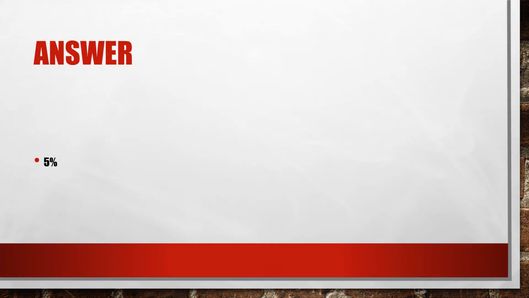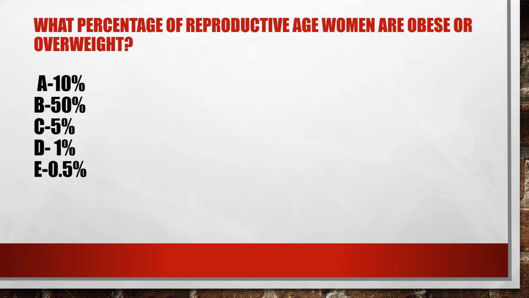5%. Well done if you have got any of those questions right. What percentage of reproductive age women are obese or overweight? Is it A 10%, B 50%, C 5%, D 1%, or is it E 0.5%?